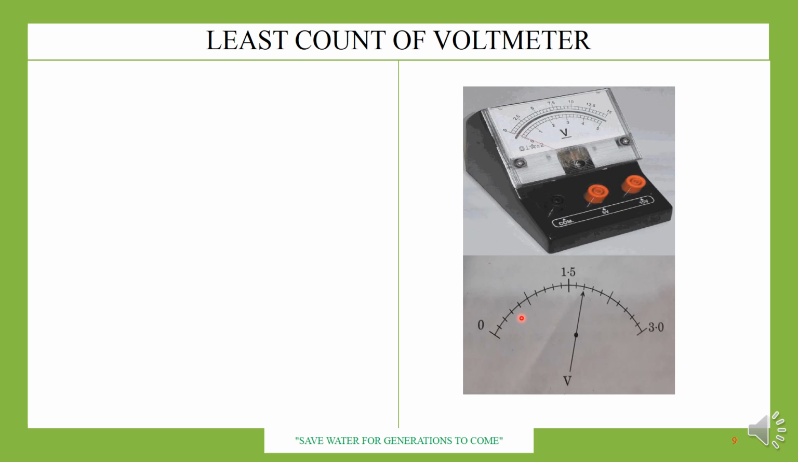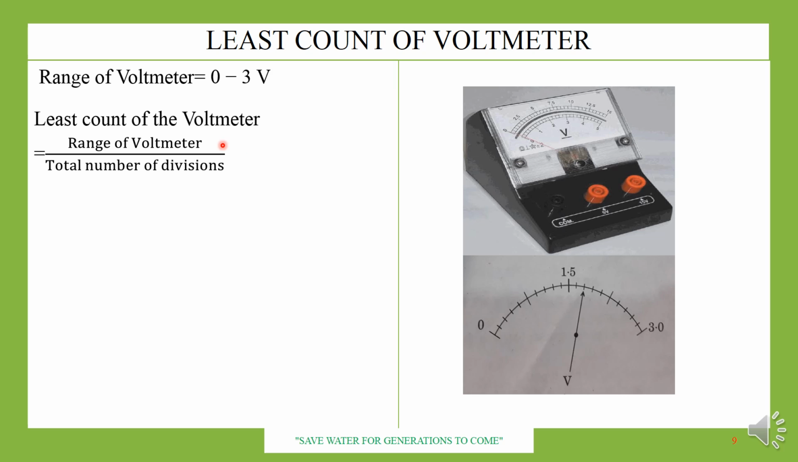Now next, the least count formula is the same: range of the voltmeter upon total number of divisions. So the range is 0 to 3. 3 minus 0, what do we get? 3. And how many divisions are there in total? 1, 2, 3, 4, 5, 10, and then 5, 15, and 5, 20 divisions. So between 0 and 3, on this scale 20 divisions are there, right?